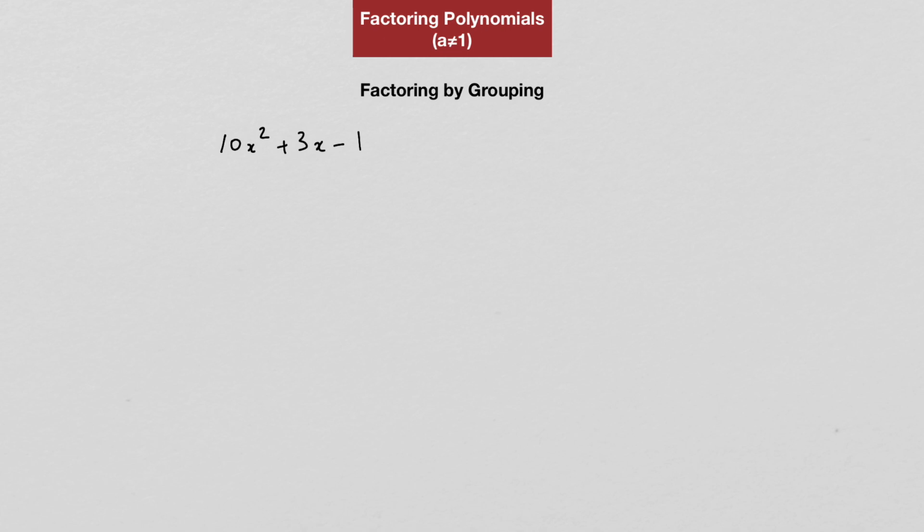The first method to solve for this polynomial is using a technique called grouping. And here's how it works. The first step is to multiply this leading coefficient, 10, by the last term, which is negative 1. I'm going to go ahead and just draw that. We're going to multiply these together and get 10 times negative 1, and that is equal to negative 10.